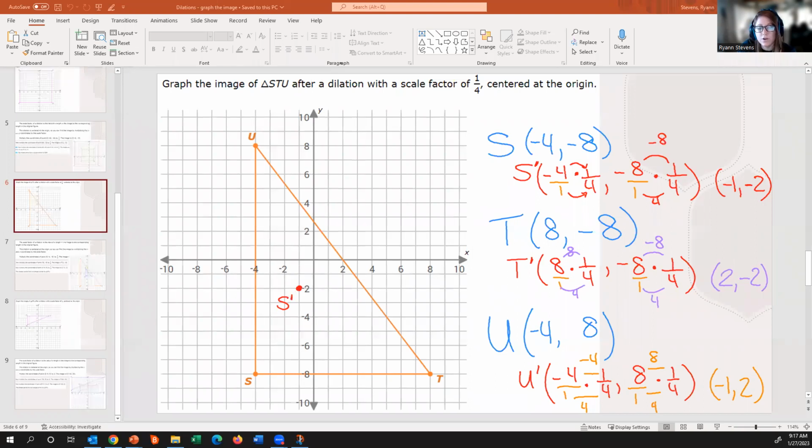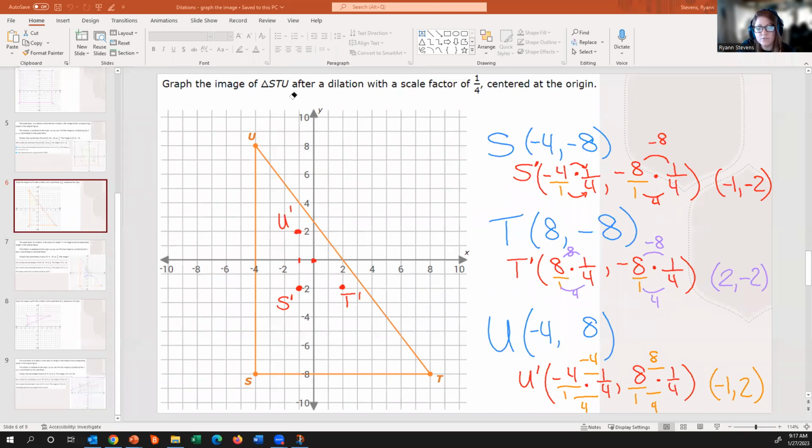Then we're going to keep moving. We're going to go to T. We're going to start at the origin. Now we're going to +2. So we're going right. We're going to go down to a -2. And then our last point is going to be at U, which is going to be, we're going to start at the origin. We're going left to -1, and now we're going to go up to a +2.